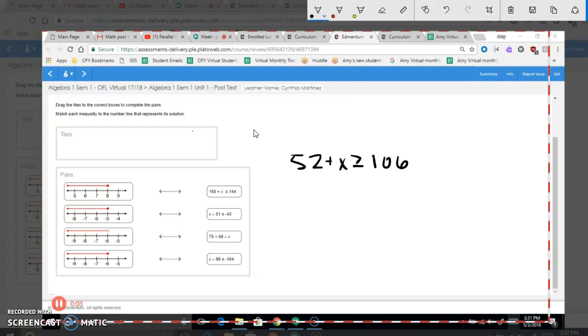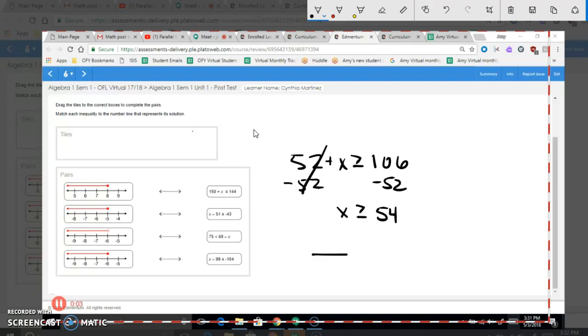So the thing that's keeping x from being by itself is the 52. And so we're going to subtract 52, and we have to do it to both sides. So what happens here is it goes away, which is what we want. So now we have x is greater than or equal to 106 minus 52, which is going to be 54.